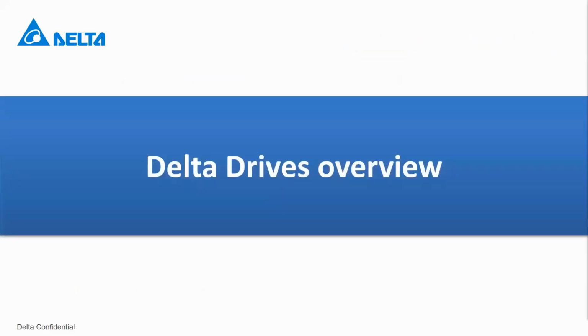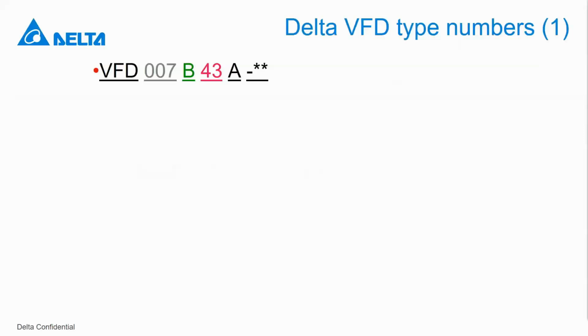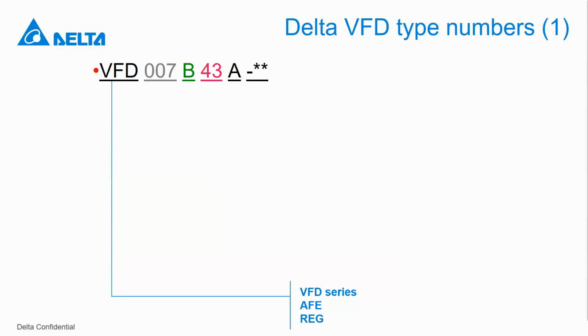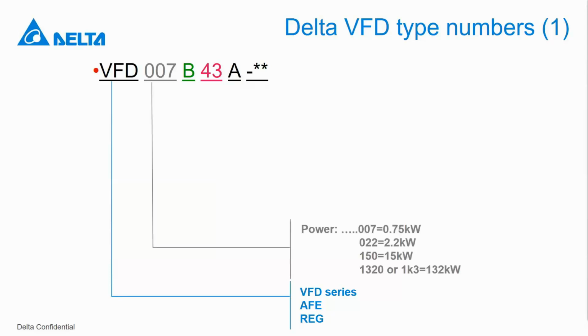Okay, so moving on. I'll give you a quick introduction to how the type numbers are composed in Delta drives. This is the old style of type numbers, which is based on drive power. You have the VFD for variable frequency drives. You can also have the active front end or regenerative units, but I will not present those in this presentation. If you want more information on that, we can discuss them separately.